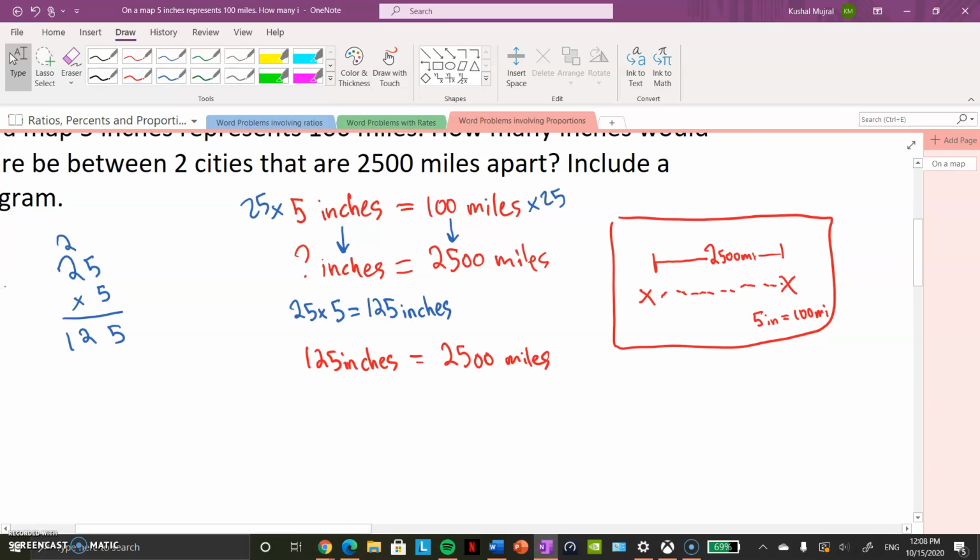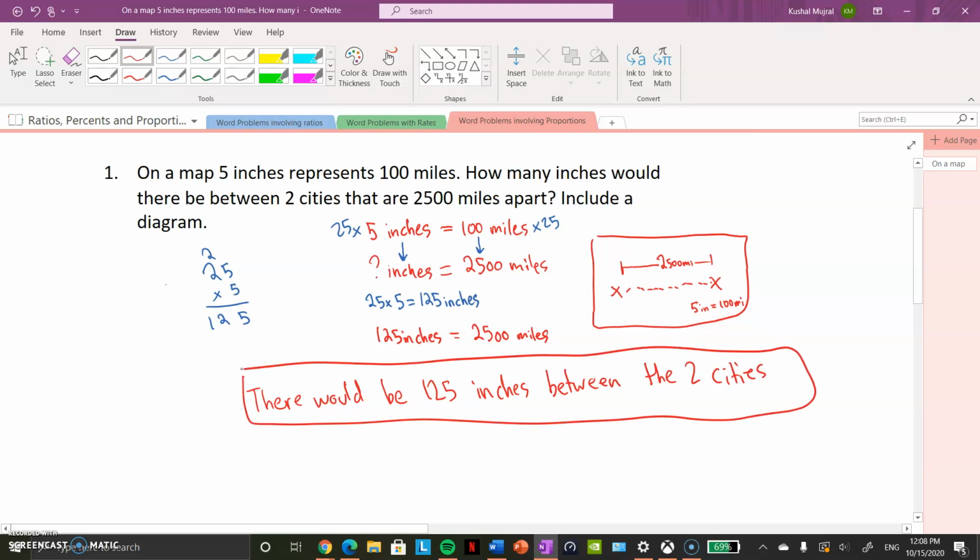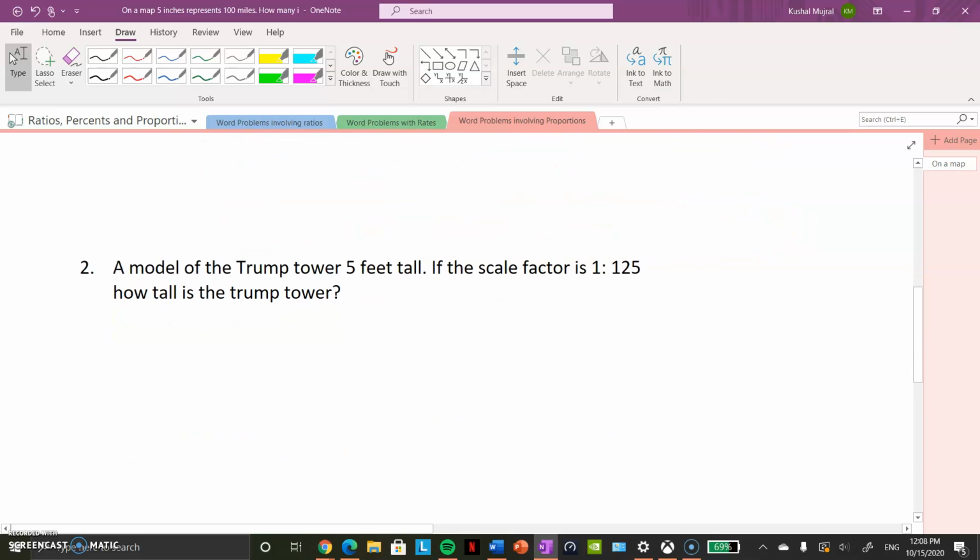So to answer the question, how many inches would there be between two cities that are 2,500 miles apart? There would be 125 inches between the two cities. Okay, and then you box your answer. Okay, let's move on to the next question.